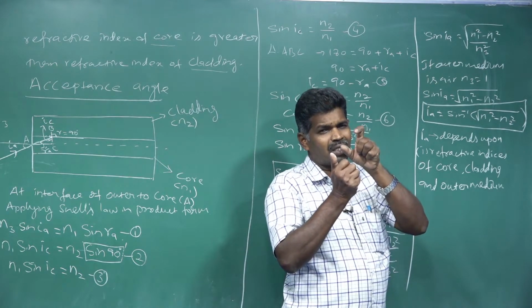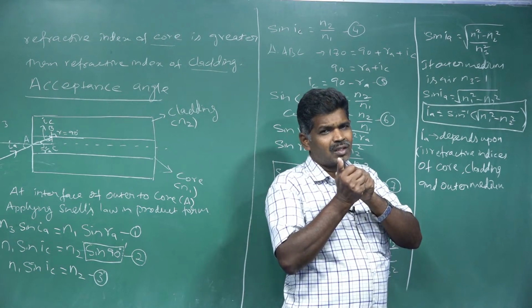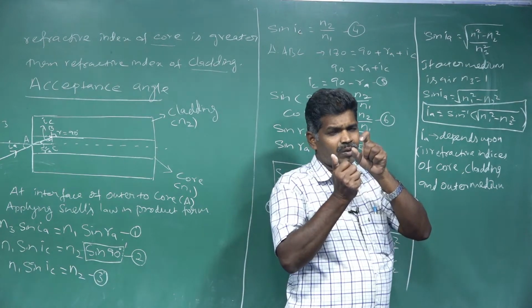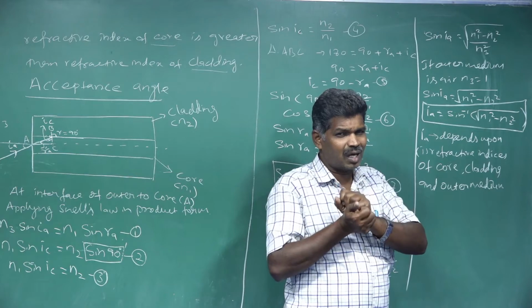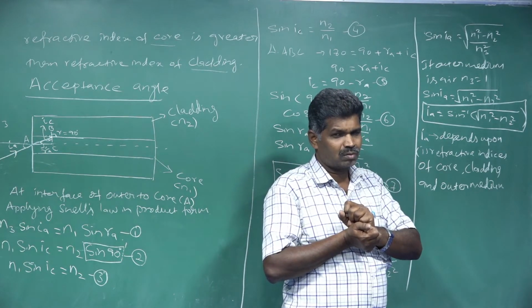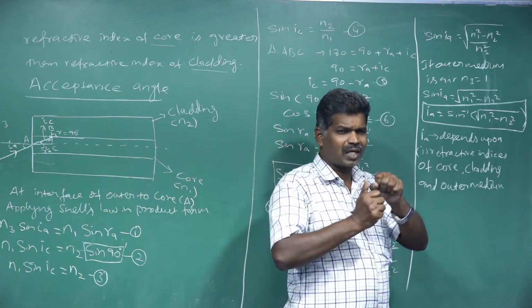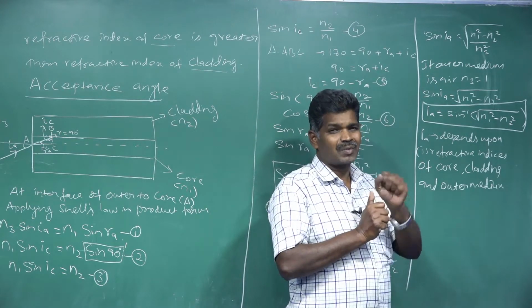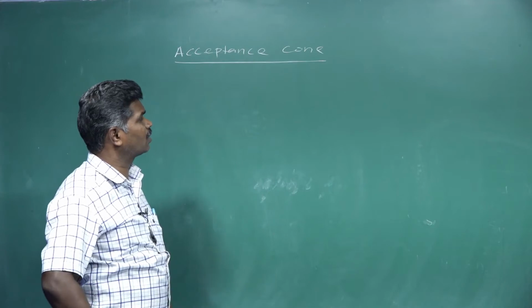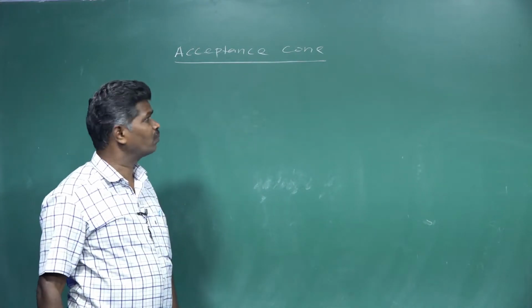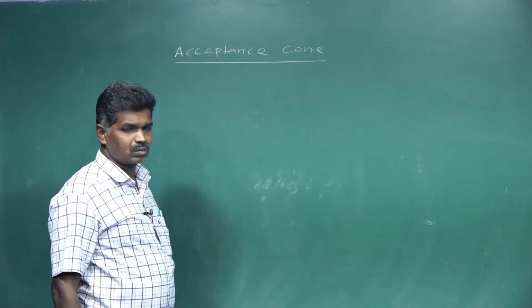Then what conical shape of that light wants to enter, that is called an acceptance cone. Now we are going to draw a diagram for the acceptance cone. How we can draw it, we will see. Now we are going to see the drawing of the diagram of the acceptance cone.